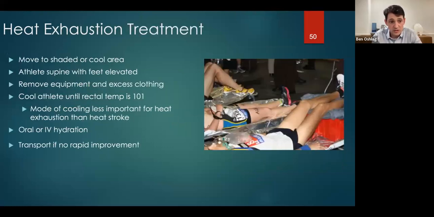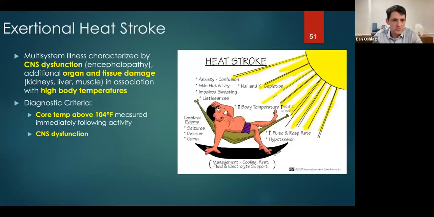And this is fairly simple to treat. You move them to a shaded or cool area, you put their feet up, you could take off any excess clothing they may have. If you check a temperature, maybe elevated, maybe not, but you do want to cool them a little bit. Give them oral hydration if you can, or IV hydration if you have to, if they're vomiting. Oral is generally better than IV just physiologically. Even though people really want their IV fluids, oral is better if they can do it. If they're not improving, then you can transport them. But most of these people can be treated, if you're in a big race, just in the medical tent and get them back to their post-race recovery.